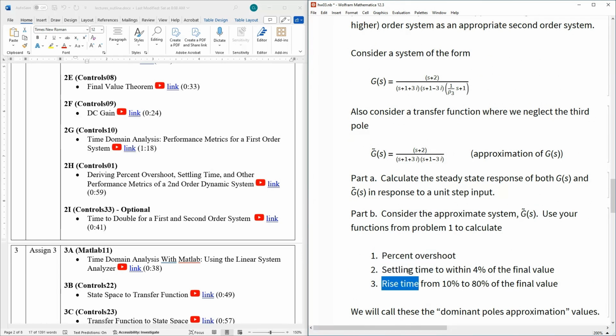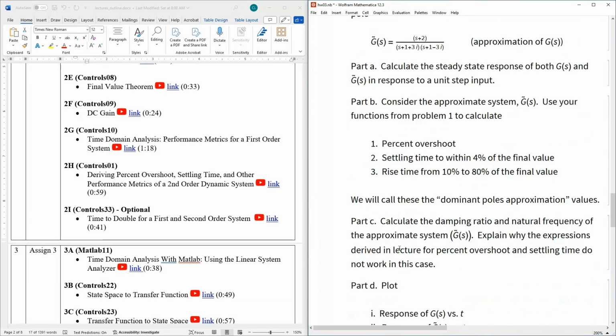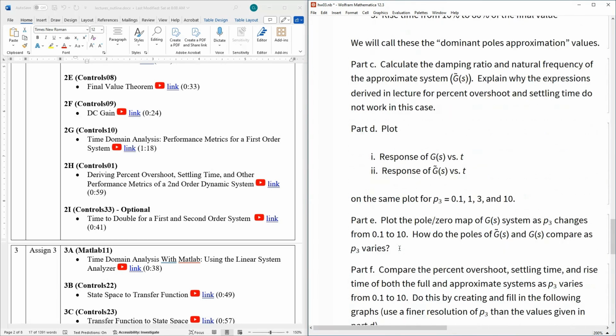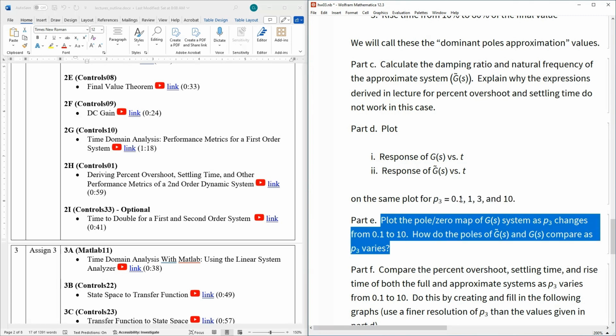Do these performance metrics change if this pole is present or is not present? And furthermore, not just if it's present or not, but what does this value P3 do to it? You can see that this P3 value is changing the pole location of this third pole. So what we're looking for in the rest of this problem, I'll let you read through the actual verbiage, but at a very high level, I'd like to look at what happens if you vary these numbers of P3. What does that actually mean? How do the poles and zeros of the overall system change as this P3 number varies between these, I guess it's 1, 2, 3, 4 numbers?